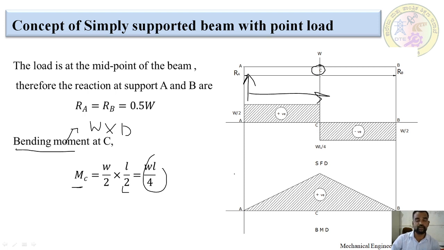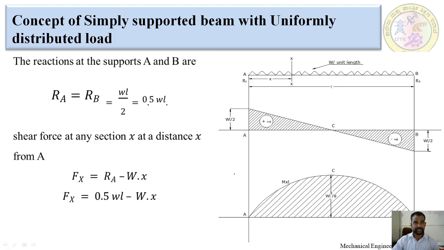This completes the concept of simply supported beam with point load. Next is the concept of simply supported beam with uniformly distributed load. Firstly, I am going to give an introduction to this figure. This we call a support, and this we call a support. Whenever load is applied from above, reactions happen at the supports.